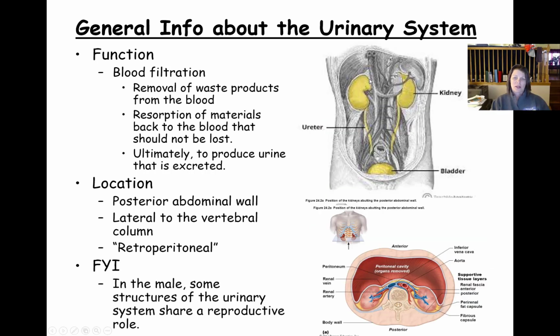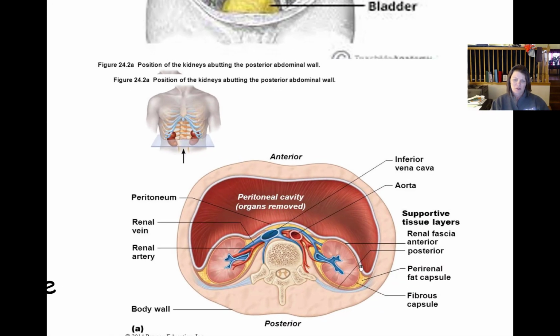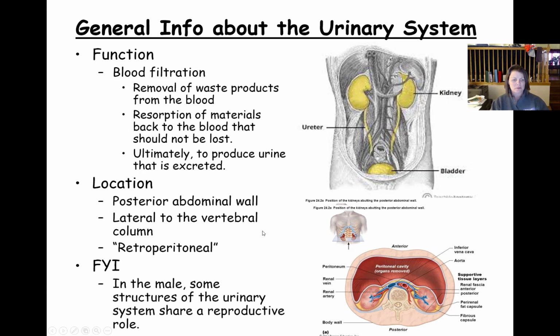Where are the kidneys located? They are located on the posterior abdominal wall. They're considered retroperitoneal, and when you look at this picture at the bottom, I'll zoom in for you, here's my kidneys back here, but I can see this white border, which is the peritoneum, and because it's behind that peritoneum, we're calling that retroperitoneal.